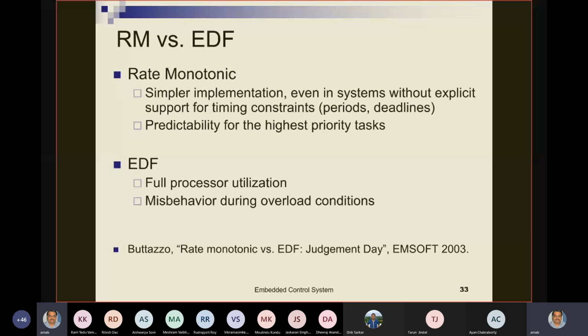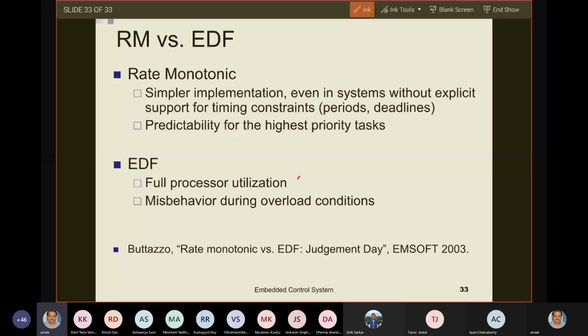On the other hand, EDF allows full resource utilization. However, it exhibits misbehavior during overload conditions.